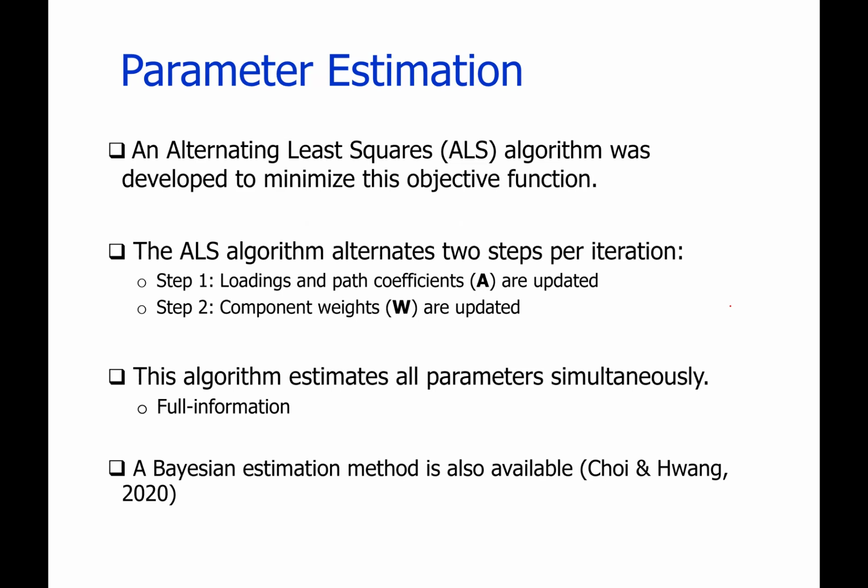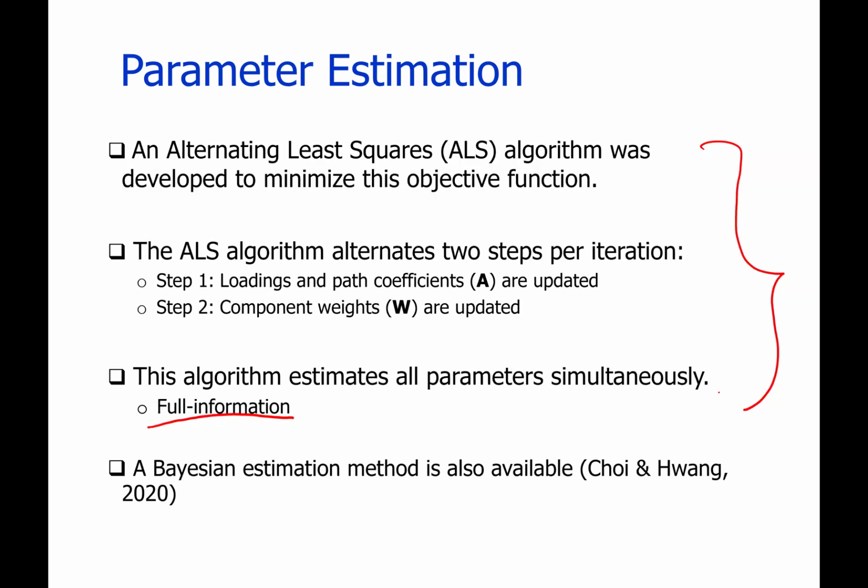We developed an alternating least squares algorithm to minimize this objective function consistently. Again, I'm not going to explain this algorithm in detail here, but this algorithm will estimate all parameters simultaneously. So upon convergence of this algorithm, we have all the parameter estimates at once. In this sense, GSCA is a full information method, which means we use all the data available in different equations at the same time for estimation of parameters. This algorithm is the default algorithm for the software GSCA Pro. At the same time, there is also a Bayesian estimation method for GSCA, but this is certainly outside of the scope of this workshop.